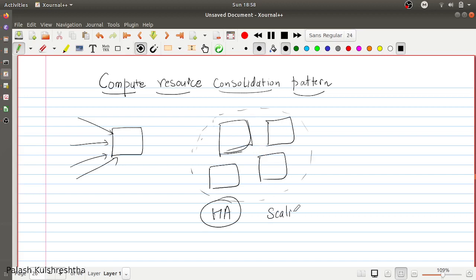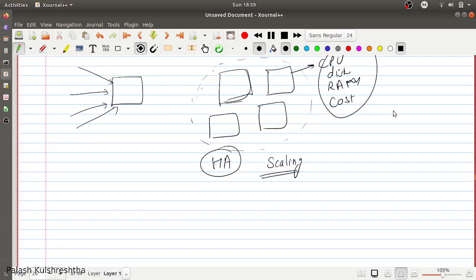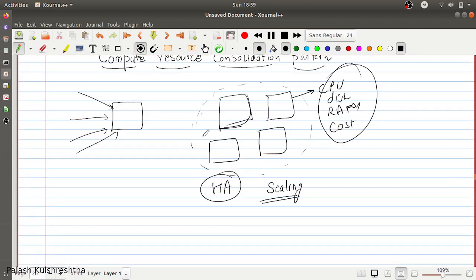Besides that, since the instances have a particular CPU, disk, and RAM, and they take a particular cost, we must utilize these resources to their fullest. So instead of hosting a single service on your instance, you can host multiple services on your instances, so that you are cost optimizing your architecture.